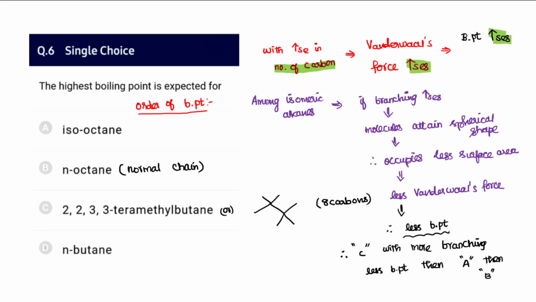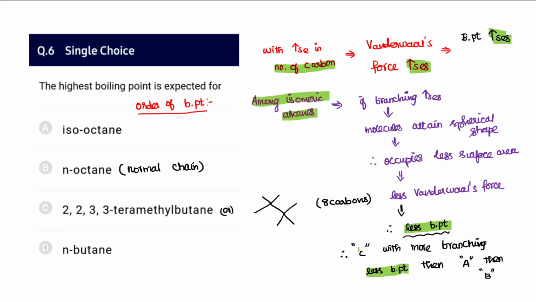Now when you take isomeric alkanes, let's say n-octane, isooctane or some other branched one, if the branching increases, the molecule slowly gets a spherical shape. When the molecule gets a spherical shape, it occupies less surface area. In fact, it affects the van der Waals force because the area is very small, so automatically there will be slight repulsion. So it will have less van der Waals force, and when the van der Waals force is very low, the boiling point will also be very low. So among isomeric alkanes, the one with more branching will definitely have a lower boiling point.